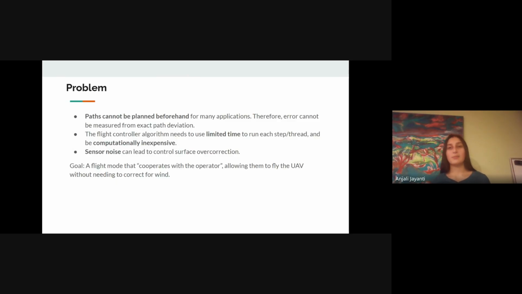A search and rescue operator might have something catch their eye and want to circle in on an area. The knowledge and expertise of an operator needs to be taken into account. They need to fly their plane. Other than that, some limitations also exist because it's a flight controller and it has limited time and computational resources.